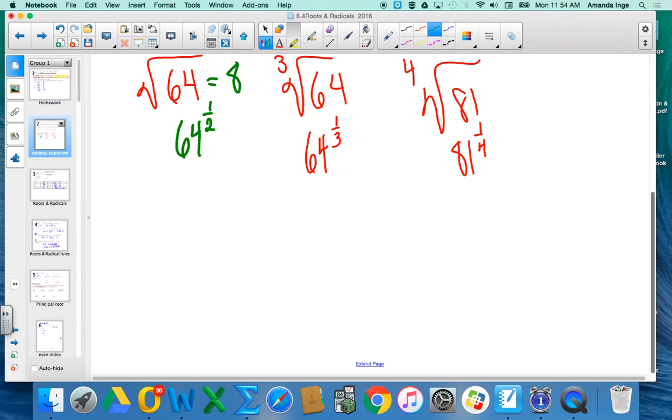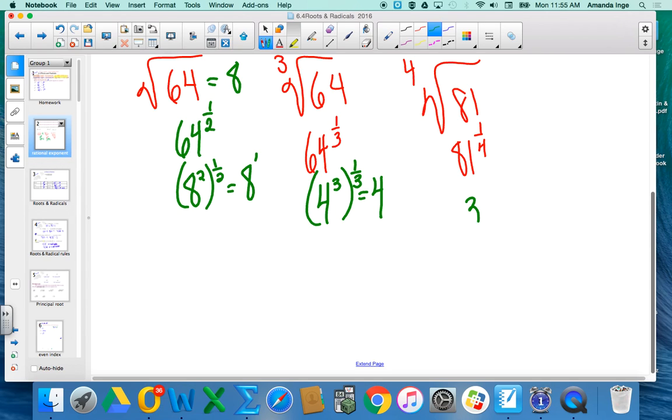Well, let's take this another step. We know the answer is 8, but this is 8 squared to the 1/2 power. So 1/2 times 2 is 1. 4 to the 3rd power raised to the 1/3 power is equal to 4. The cube root of 64 is 4. 3 to the 4th power is equal to 81, so 81 to the 1/4 power, the fourth root of 81, is 3.